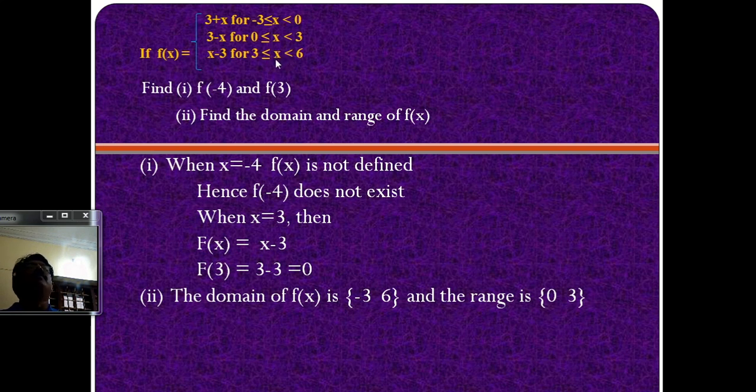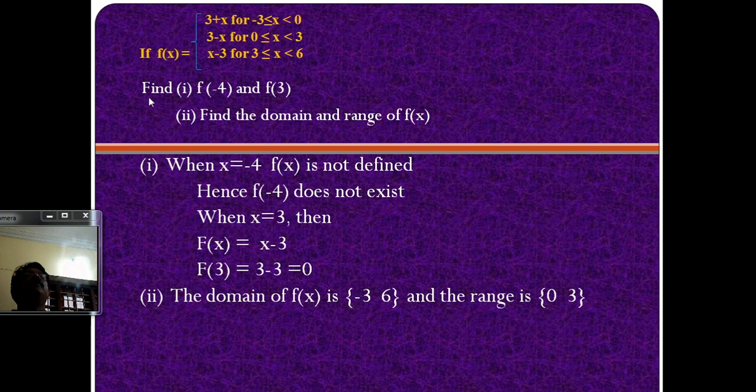Likewise, if the domain values are from 3 to less than 6, then the function is x minus 3. So these are the three conditions for this function. One is f of x is equal to 3 plus x when the x values are in between -3 and 0, and f of x is equal to 3 minus x when x values are in between 0 and 3, and f of x is equal to x minus 3 when x values are in between 3 and 6.